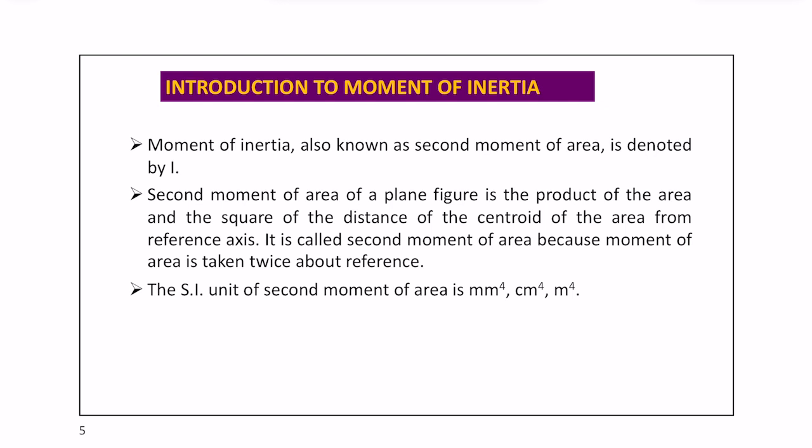Second moment of area of plane figure is the product of the area and the square of the distance of the centroid of the area from the reference axis. It is called second moment of area because moment of area is taken twice about the reference. The units that is commonly used for moment of inertia is mm to the power of 4, cm to the power of 4, or m to the power of 4.